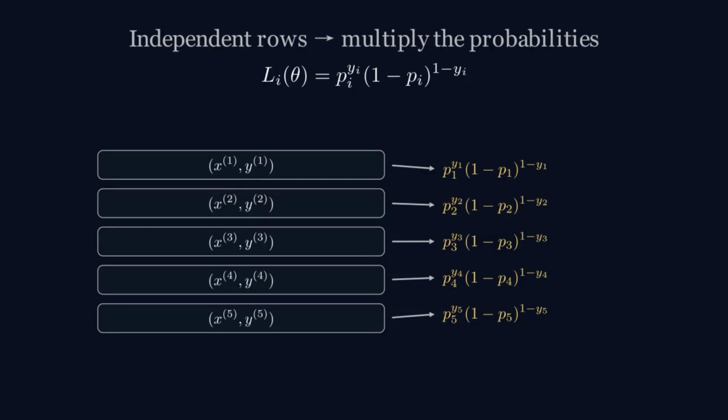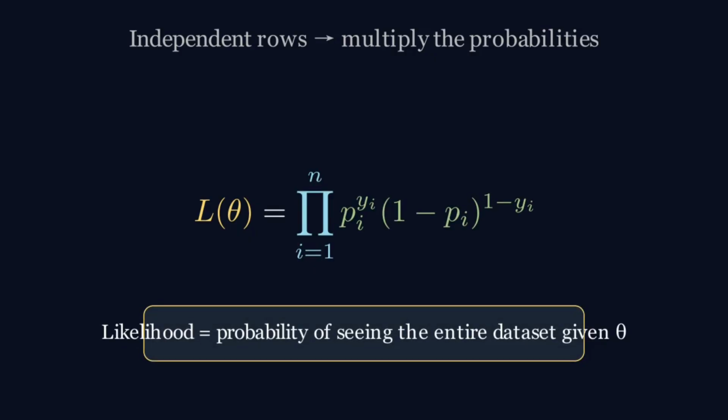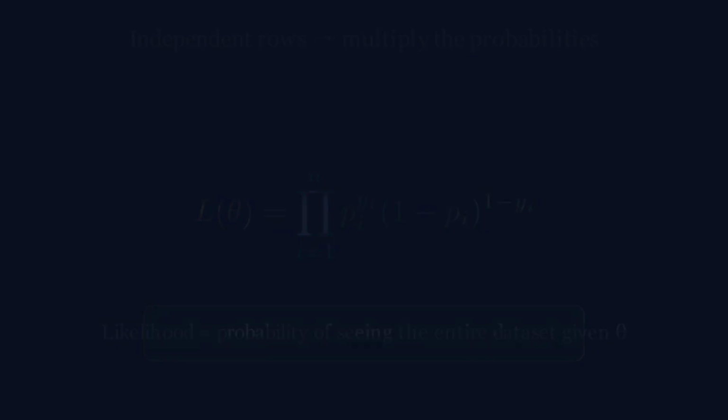Well, if each training example is independent, the probability of observing all of them is simply the product of every one of these terms. The probability of seeing the entire dataset given our parameters is the product of all individual data points. So L of theta means the probability of seeing this dataset if our parameters were those values of theta. But there's a problem, a surprisingly sneaky one.